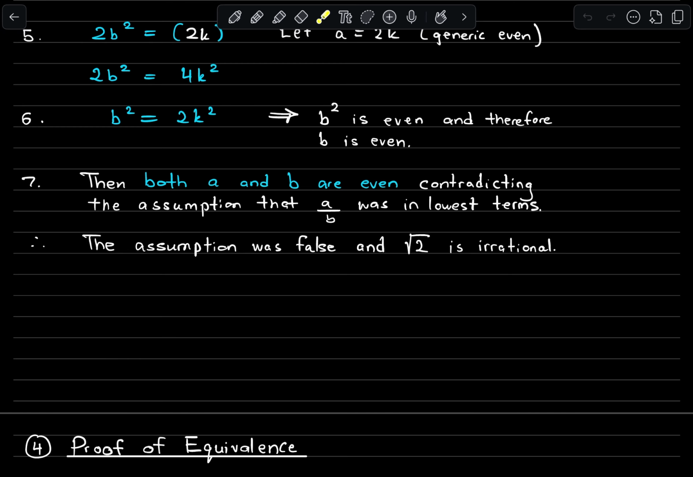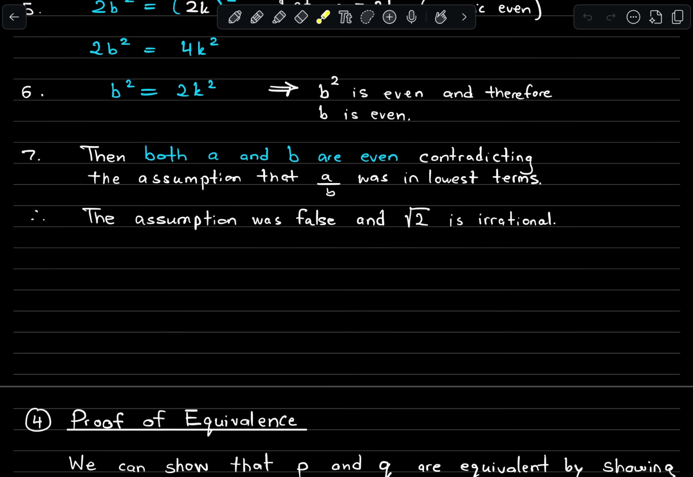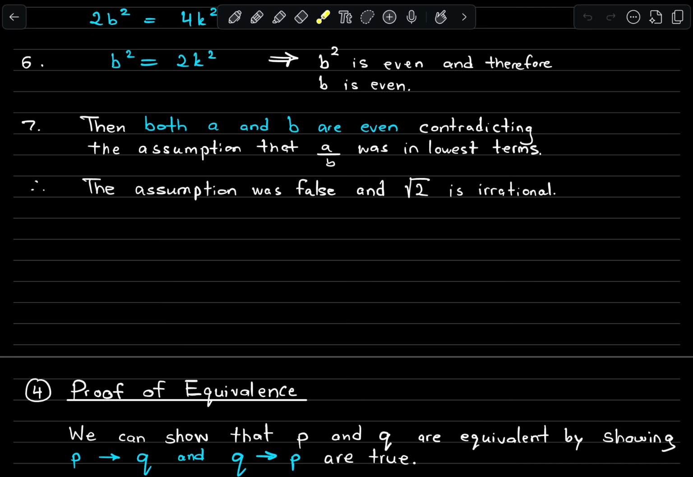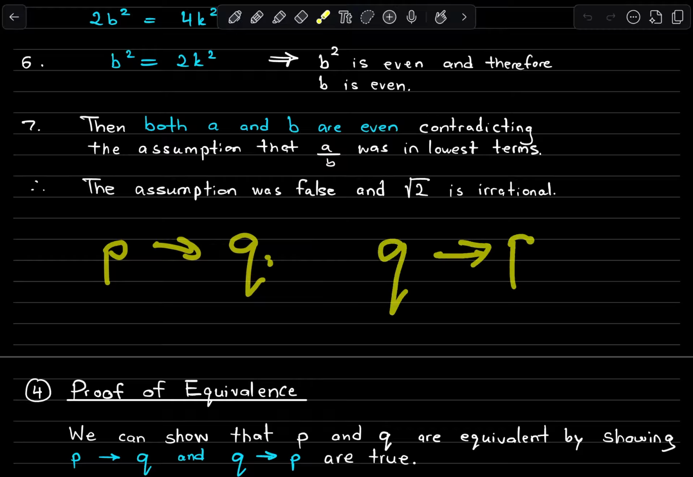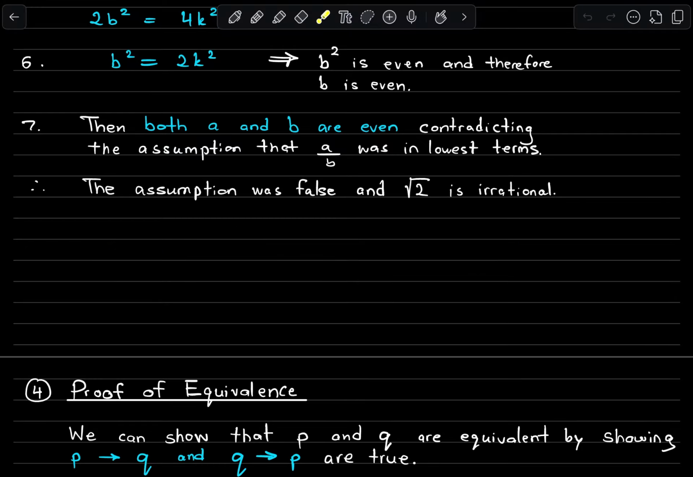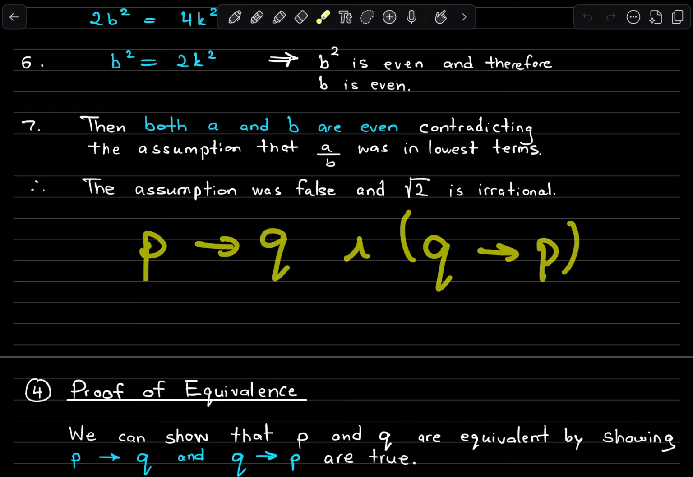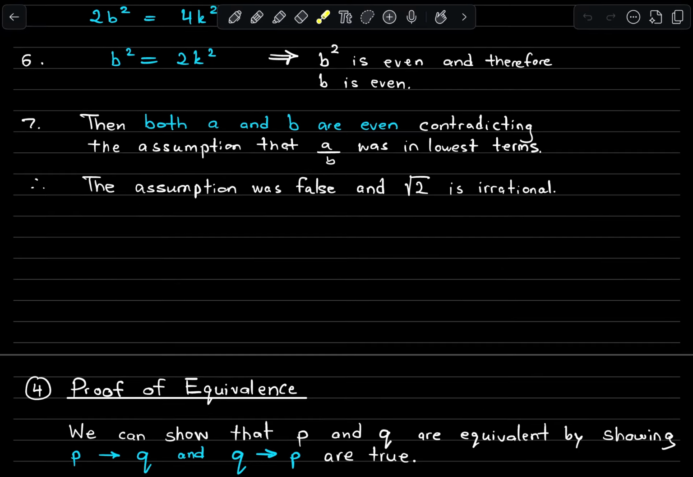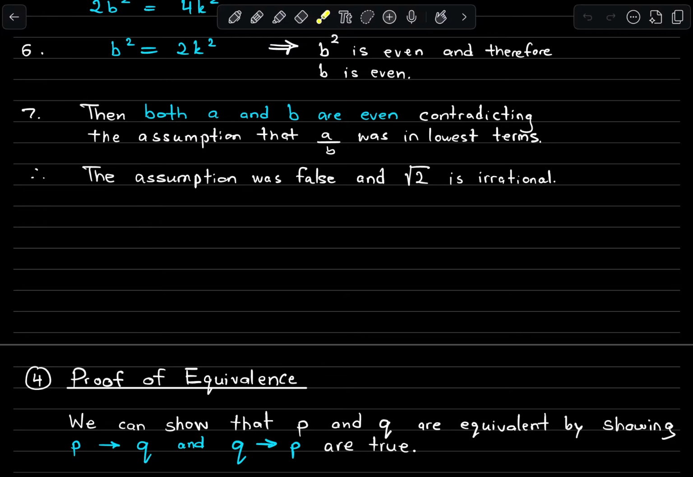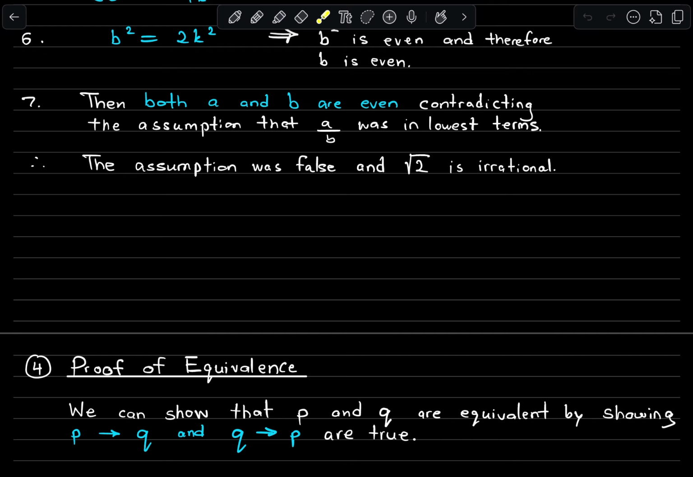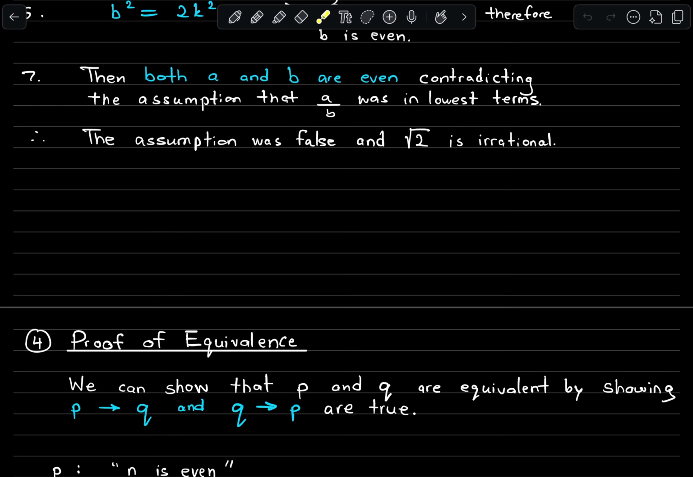Our next big proof method or strategy is called proof of equivalence. Now, the idea here is that we're trying to show that two statements P and Q are equivalent by showing that the implication holds in both directions. So P implies Q and Q implies P. Okay? So this is kind of going back to the biconditional that we had in the beginning with propositional logic, right? So they're essentially equivalent statements if one implies the other and the other implies the first one.